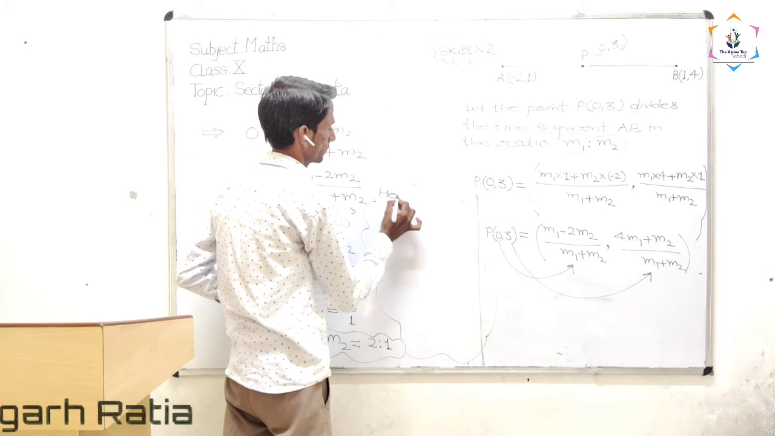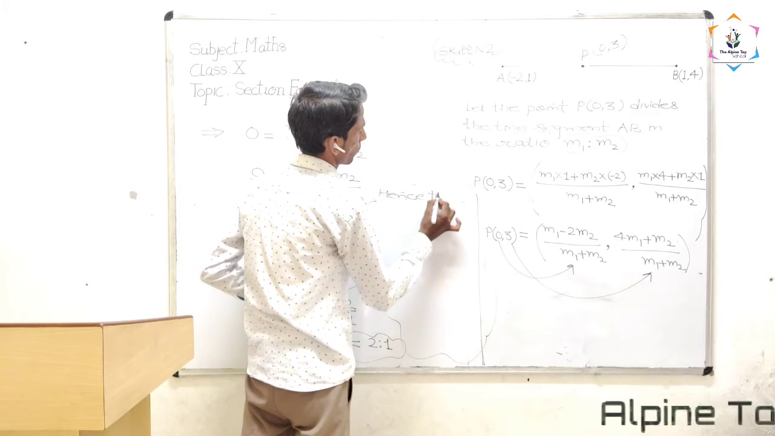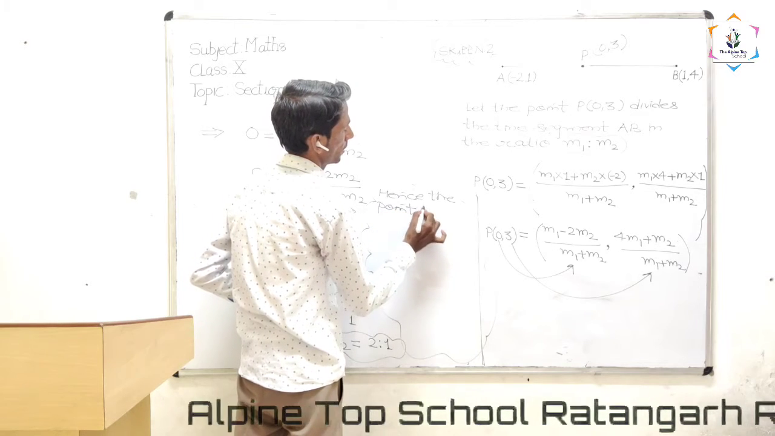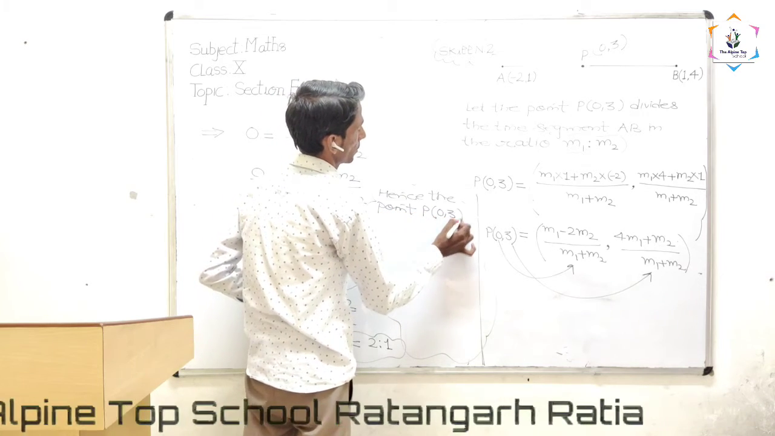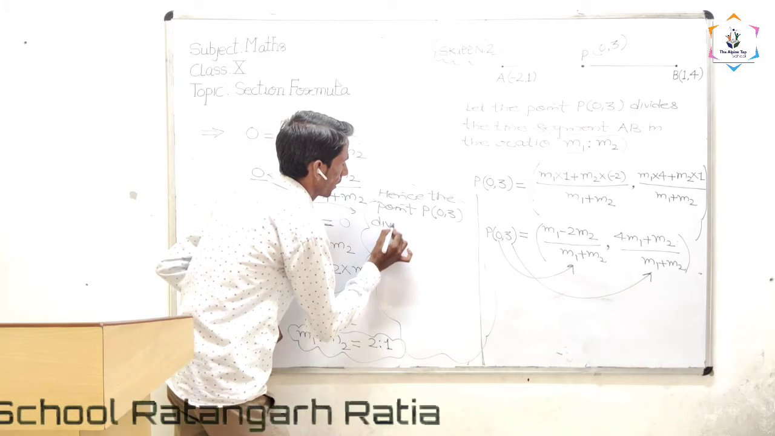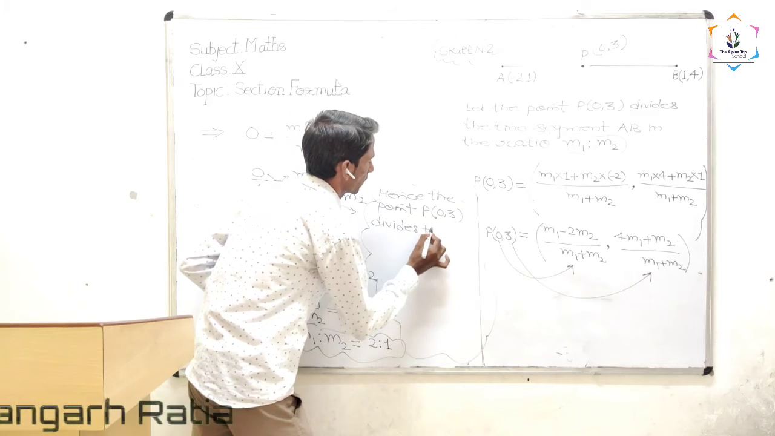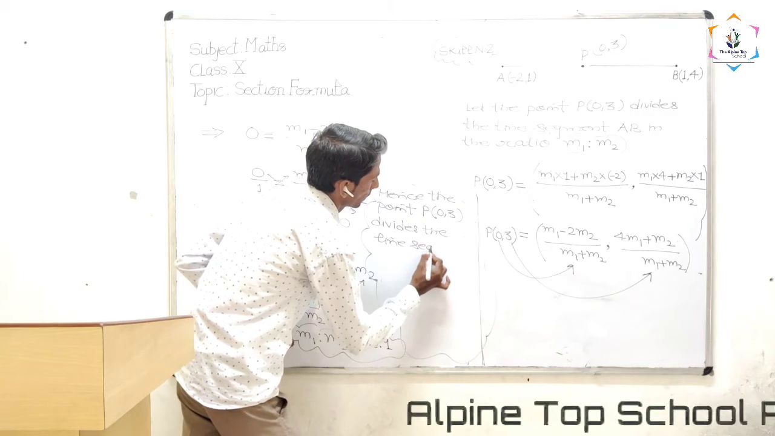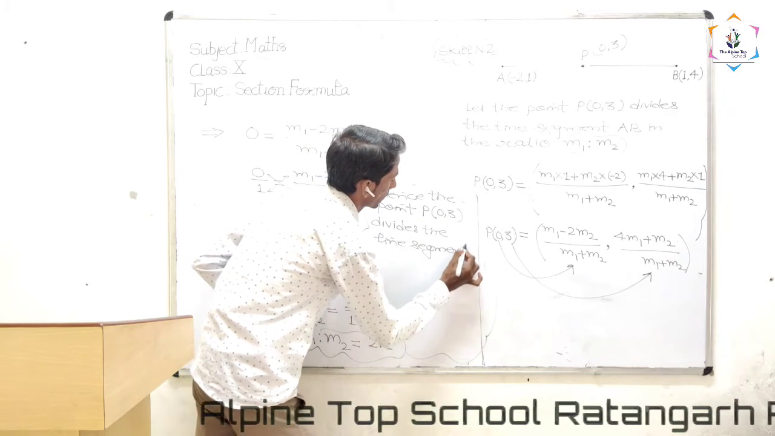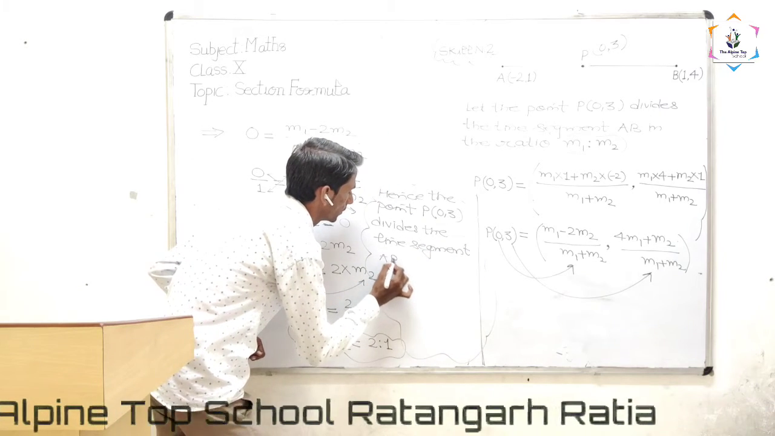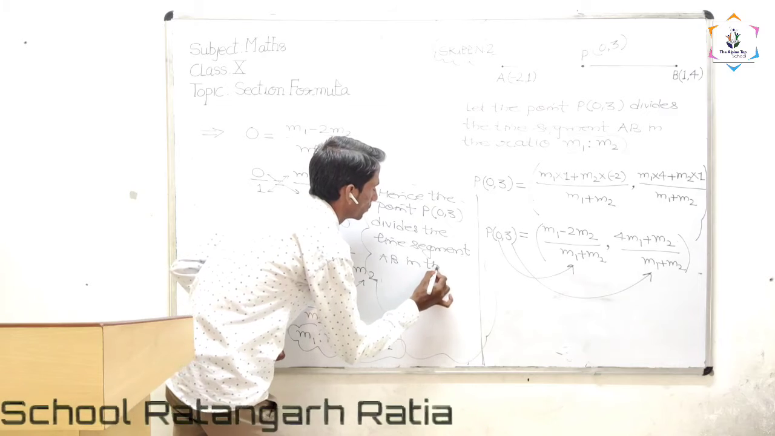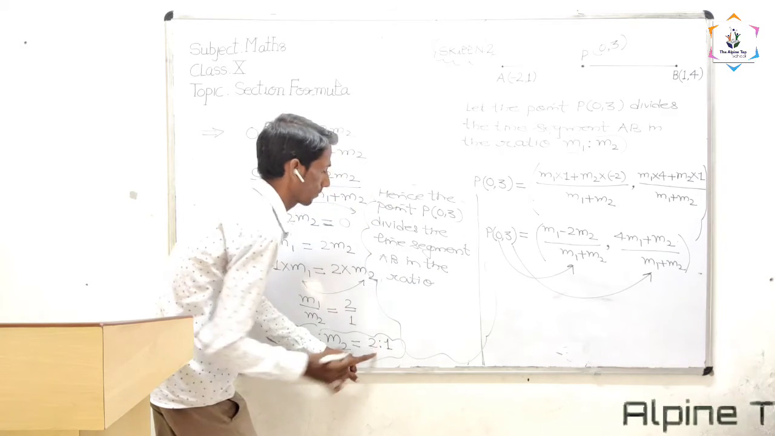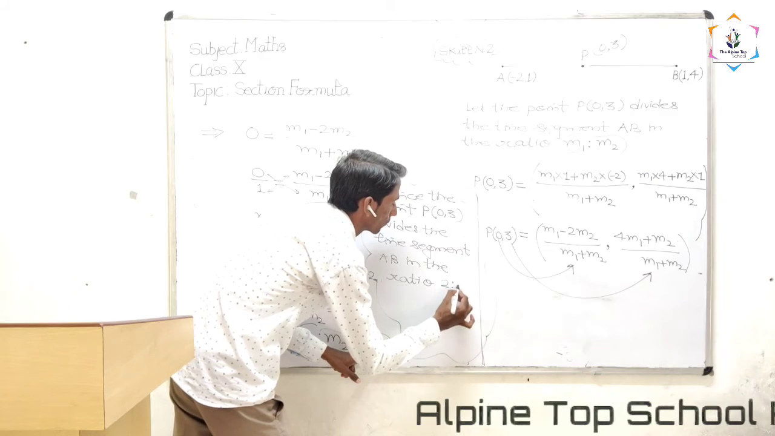Hence the point P (0, 3) divides the line segment AB in the ratio 2 : 1.